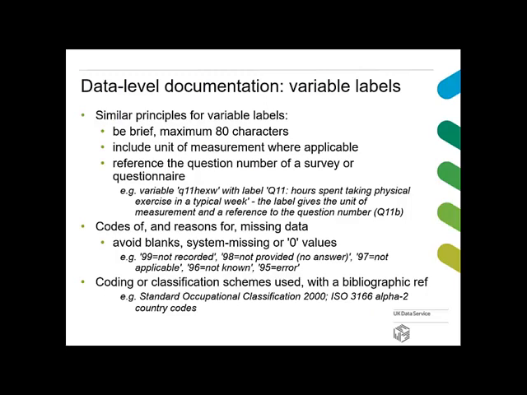It's also very important that if there's data missing, there's a code for this given, to try and avoid blanks or just 0 values. For example, we might have a special number for the data not being recorded, or where no answer was provided, or if it wasn't applicable, or there was an error, or it wasn't known. You can see some examples on the screen there. And there is coding of classification schemes used with bibliographic references, and there's a couple just listed there if you're interested in going away and researching them further.